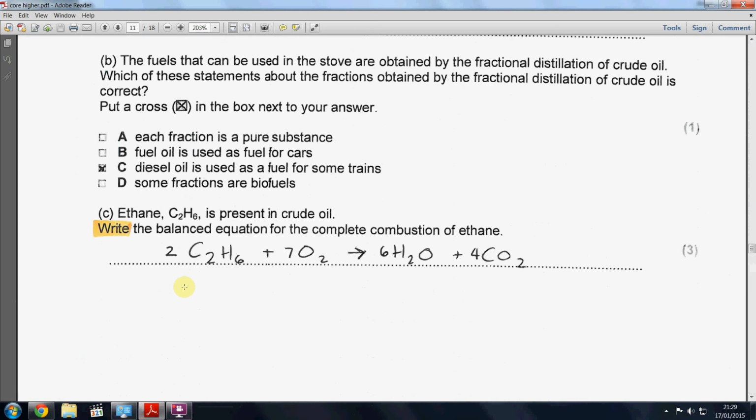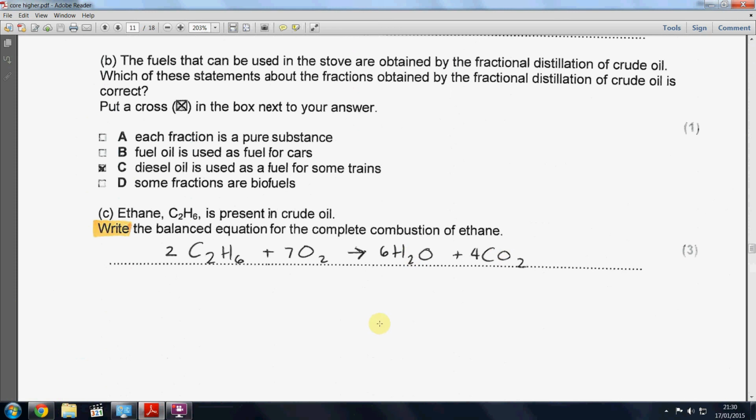3 marks for this. If you can remember that burning is fuel plus oxygen makes water and carbon dioxide, and you can remember the chemical formulas for those 4 things, obviously you're told ethane already, then actually you can get 2 out of the 3 marks for this. So, for example, if I'd written C2H6, which is the ethane, plus just O2, and then an arrow, becomes H2O and CO2, I would get 2 of the 3 marks. 1 mark for these 2, and 1 mark for these 2.